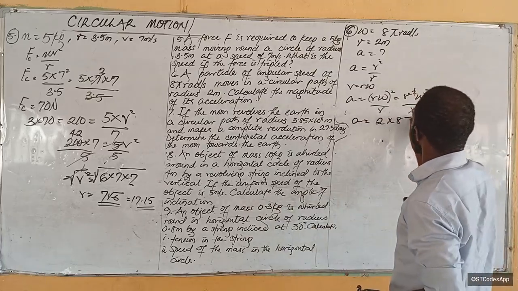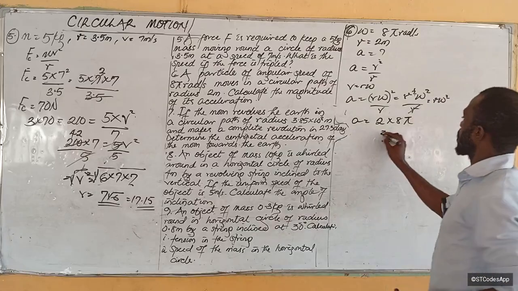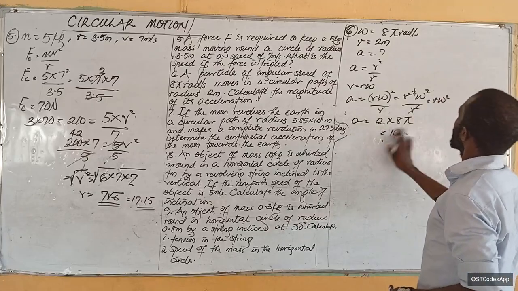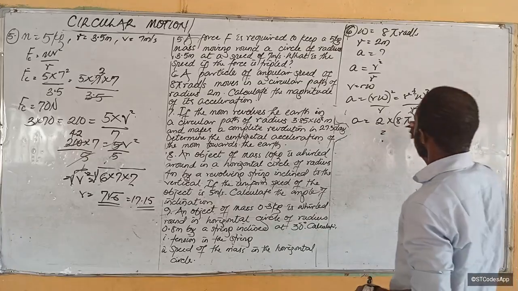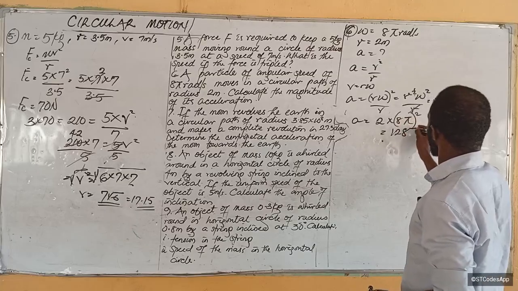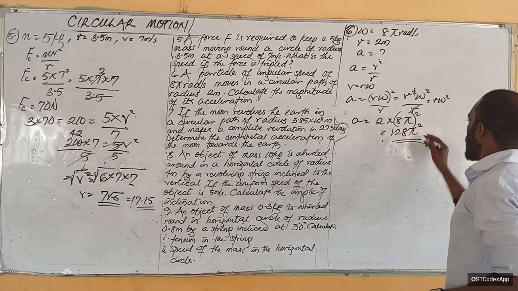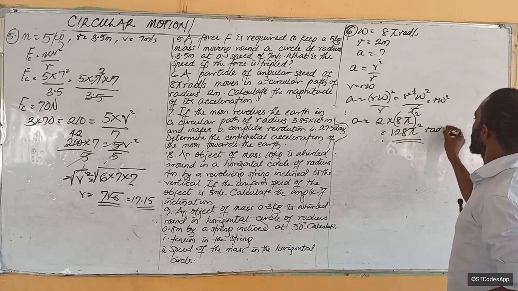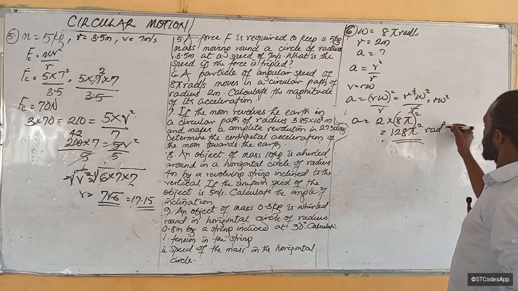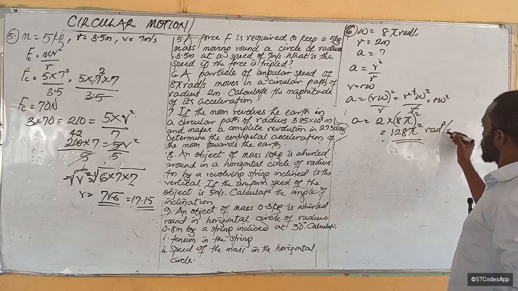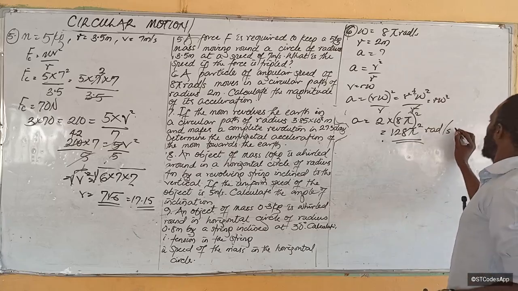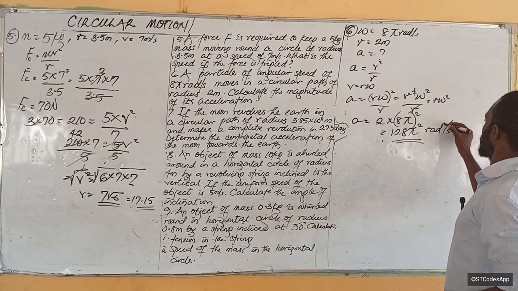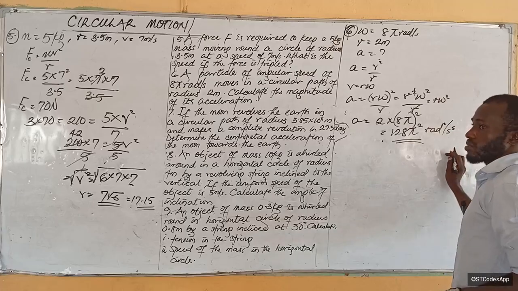2 times 8 pi. I'm not changing pi. So that'll be 16. This squared, so that'll be 64 times 2, 128. 128 pi squared. Pi squared radians squared per second. Radians per second squared, rather.